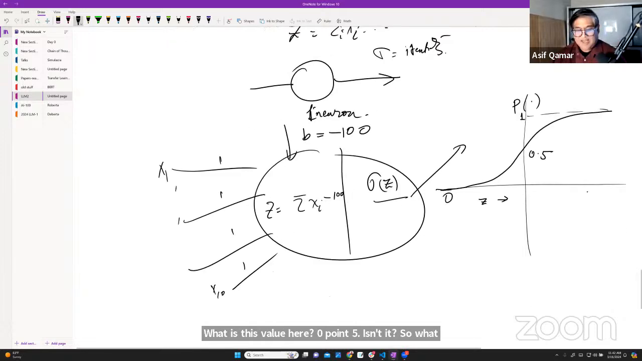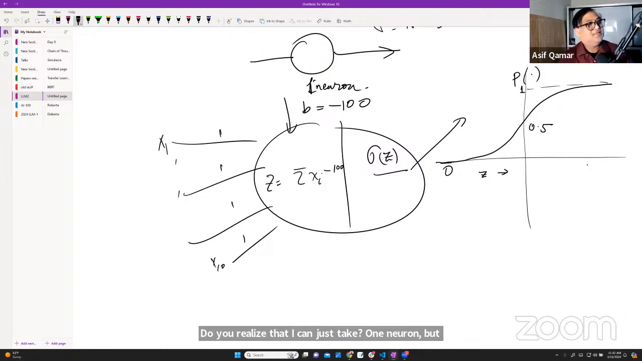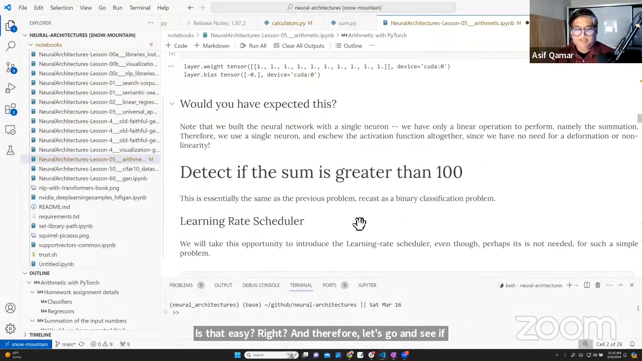Do you realize that I can just take one neuron, but this time add an activation function to it? It's a classification problem. I need to make it into a classifier, right? So I need to bring in that activation function. Is that easy? Right? And therefore, let's go and see if that's the solution we came up with.